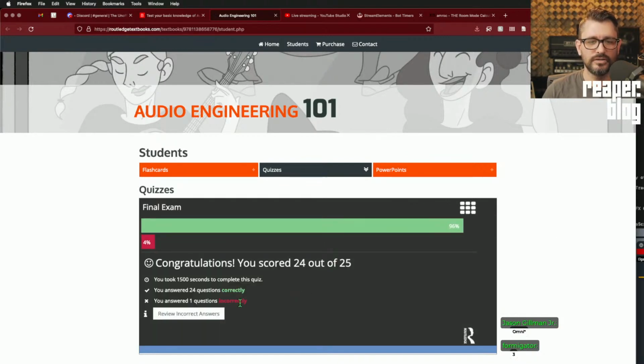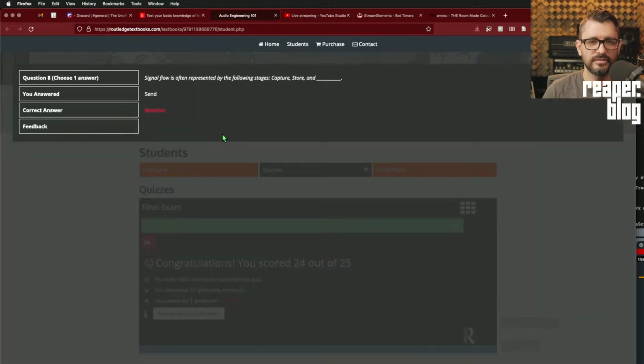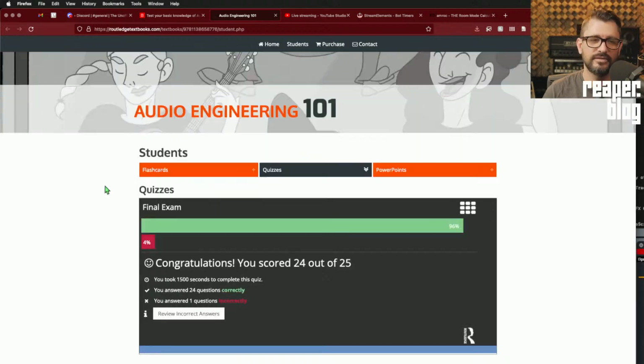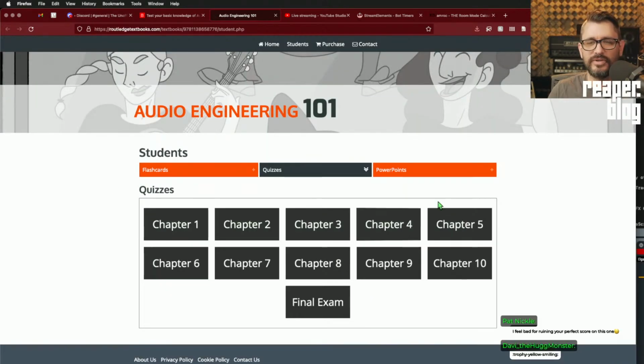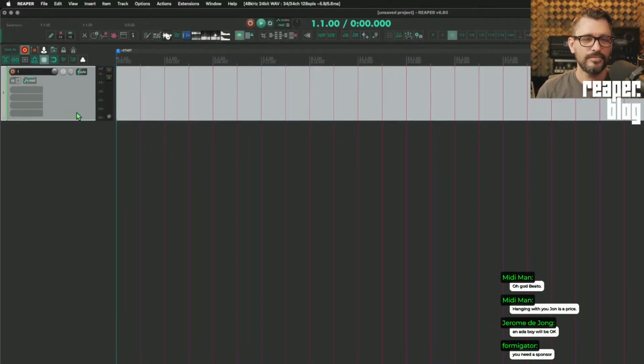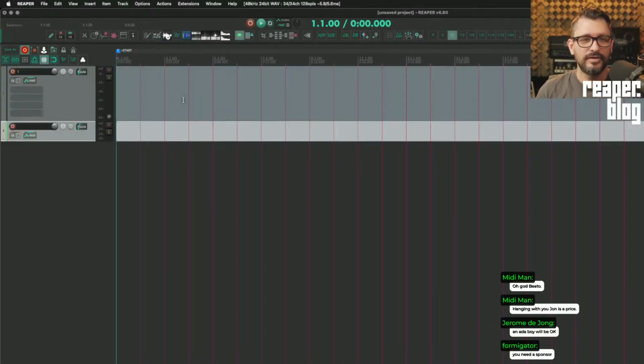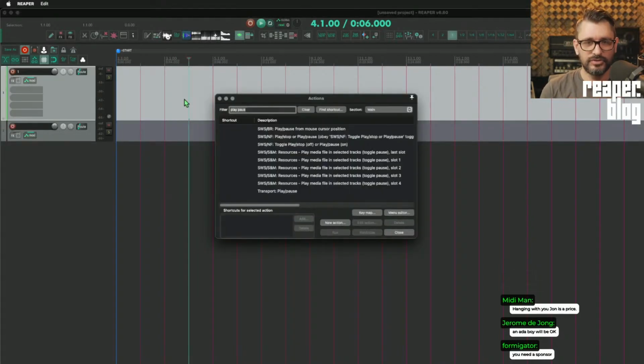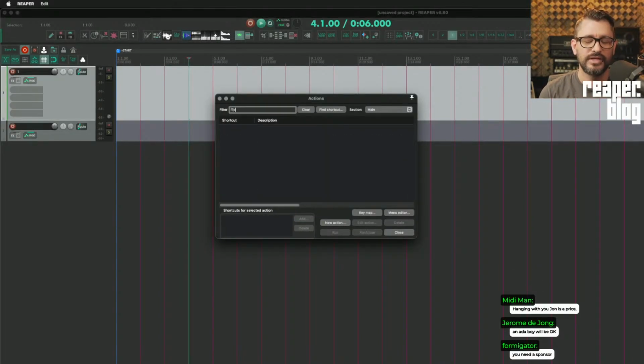So we got one wrong. What was the wrong one again? The signal flow, yeah. Capture, store, and monitor. That's super weird. Without reading the chapter, that made no sense to me. I was trying to figure out a signal flow diagram, and I don't remember ever seeing words like capture and store.